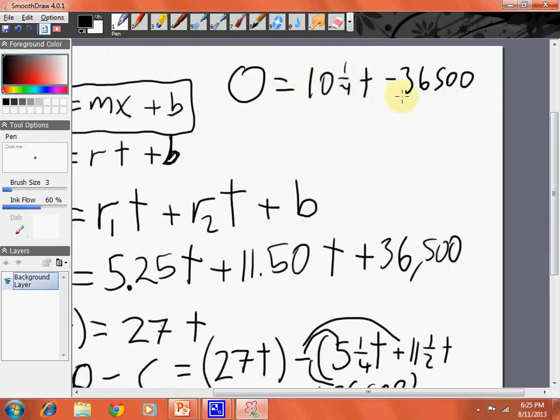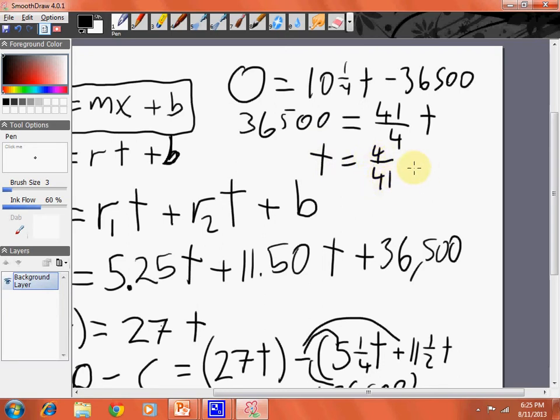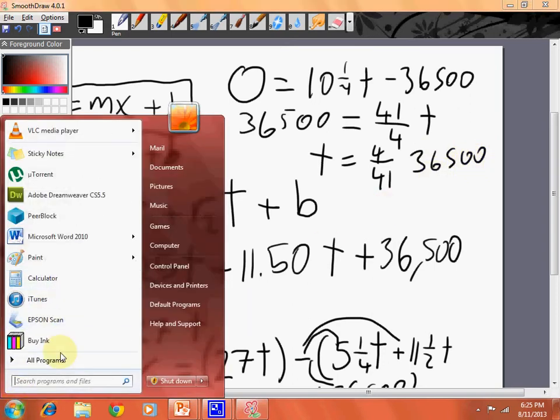Alrighty, so we add that number on both sides. 36500 equals, and then 10 times 4 is 40 plus 1 is 41 over 4 t. Now I'm going to multiply both sides by the reciprocal. So t equals 4 over 41 times 36500. Let's get a calculator.